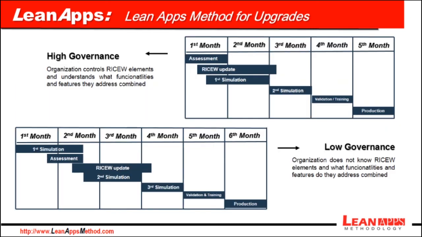There are 2 types of companies which execute upgrade projects, the ones with high governance and the ones with low governance. Since an upgrade project has a focus on existing solution, high governance means that the organization has a well-structured configuration management process in place. This means that they control their customizations and extensions and understand what functionalities and features each one addresses, what custom objects summon to what customizations, what database objects they access, and what descriptive flex fields they use.